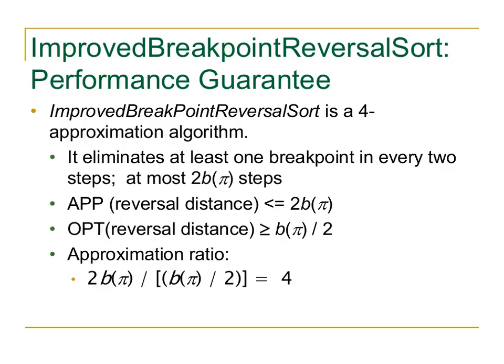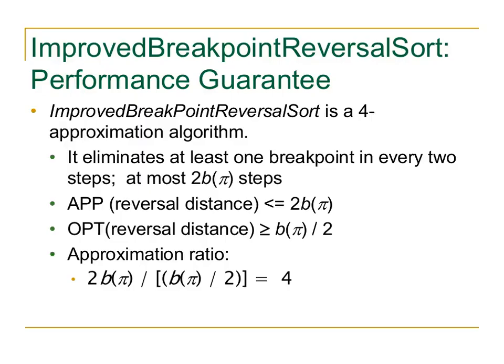Building on our breakpoint lower bound, let's now show that improved breakpoint reversal sort is a 4 approximation algorithm for sorting by reversals. The key observation is that in every 2 consecutive reversal steps, the algorithm removes at least 1 breakpoint, so it uses at most 2 b pi steps overall. Call this number of reversals APP. Then we have APP is less than or equal to 2 b pi steps.